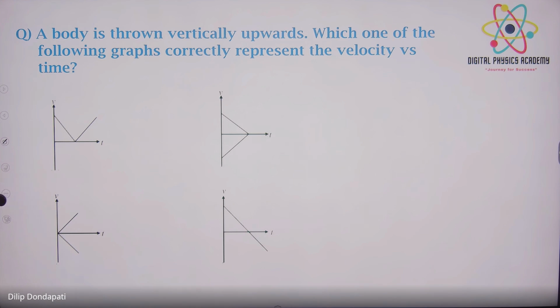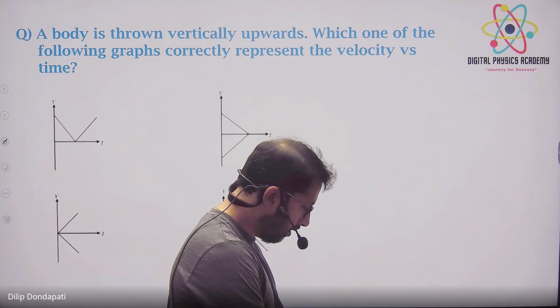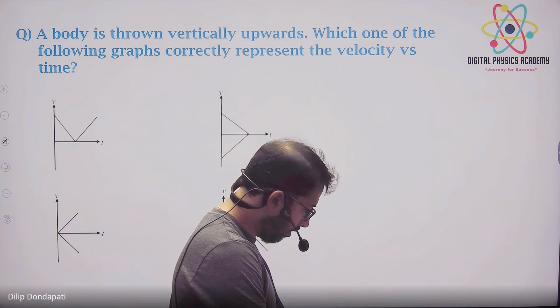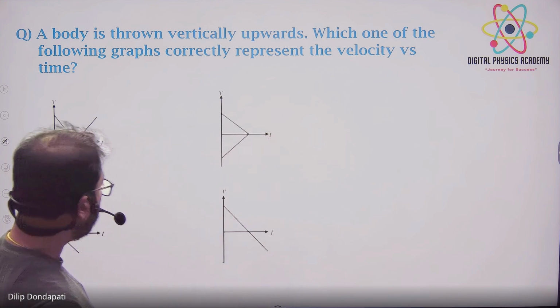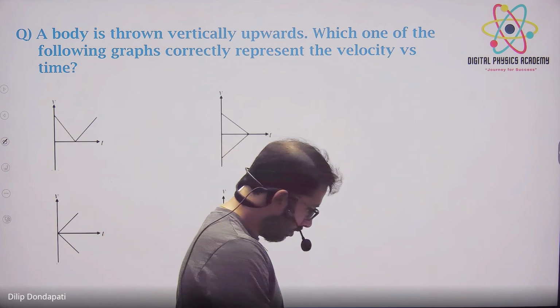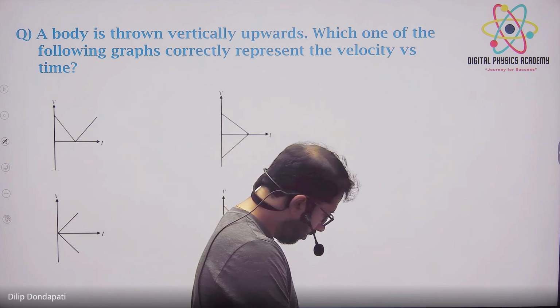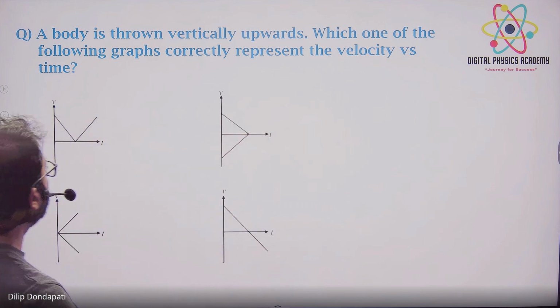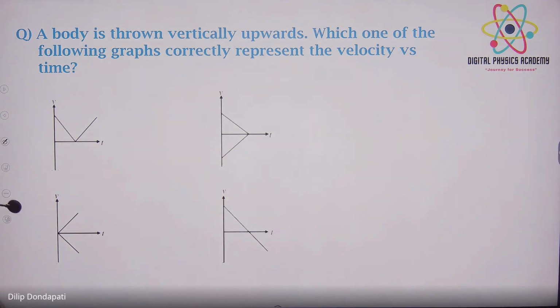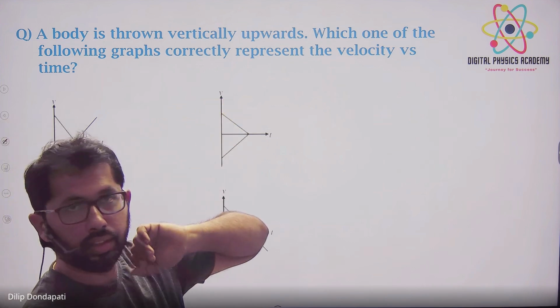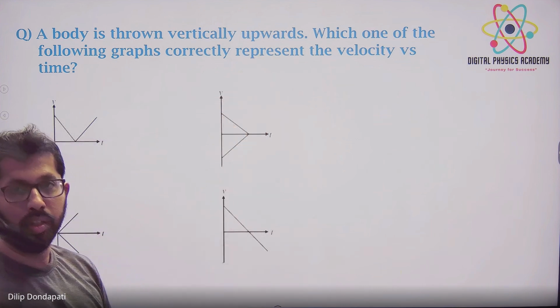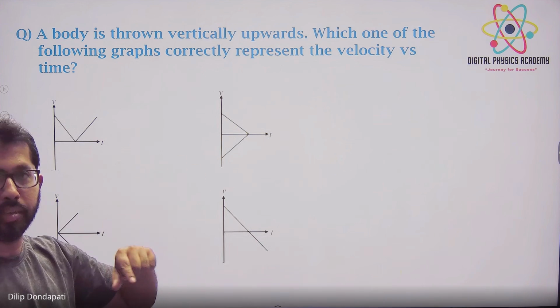Sir, body is thrown vertically upwards. हाँ Sir, A. वो जल्दी मत करो. Wrong. See, body is thrown vertically upwards. Which of the following graphs is correct? So tell me, when you throw upwards, velocity क्या होगा? Whether it will increase or decrease? Decrease होगा. बाद में नीचे गिरने से increase होगा. But in the opposite direction में increase होगा, right?